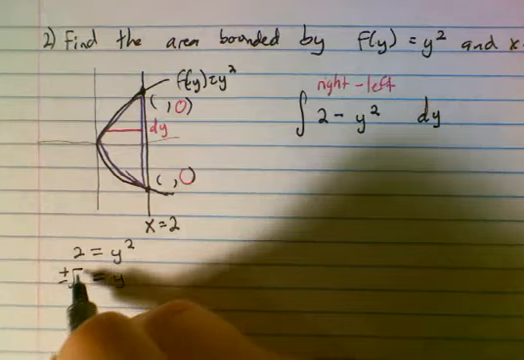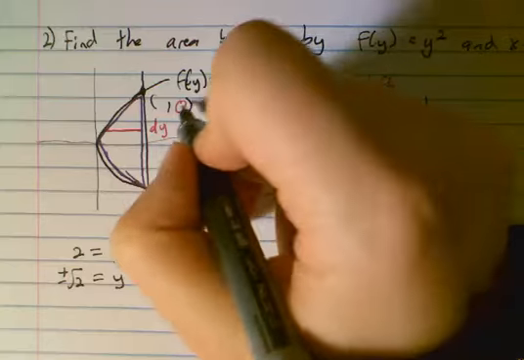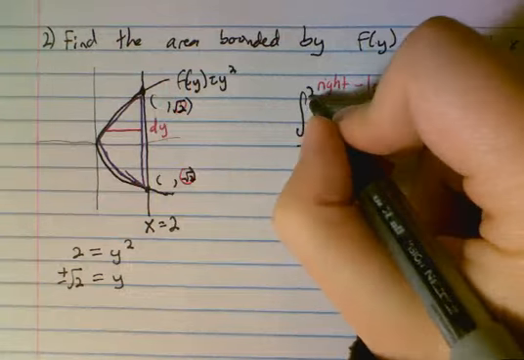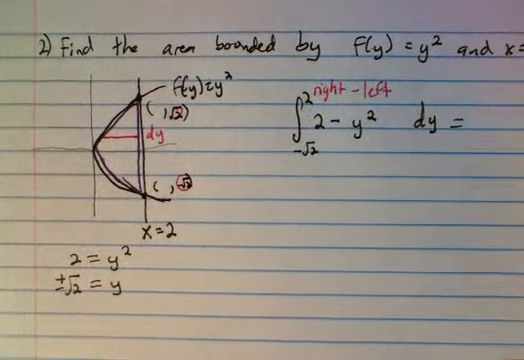Y would be plus or minus the square root of 2. So this one's got to be the negative 1, negative square root of 2. This one's got to be the positive 1, square root of 2. And there we are. You can just plug that in the calculator.